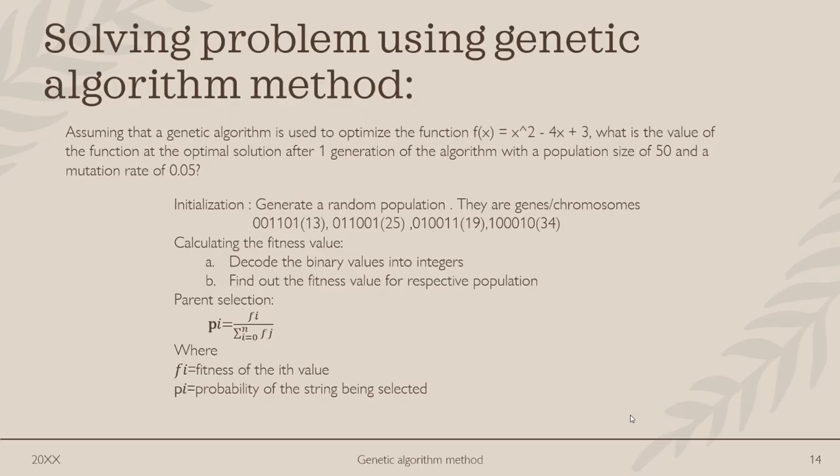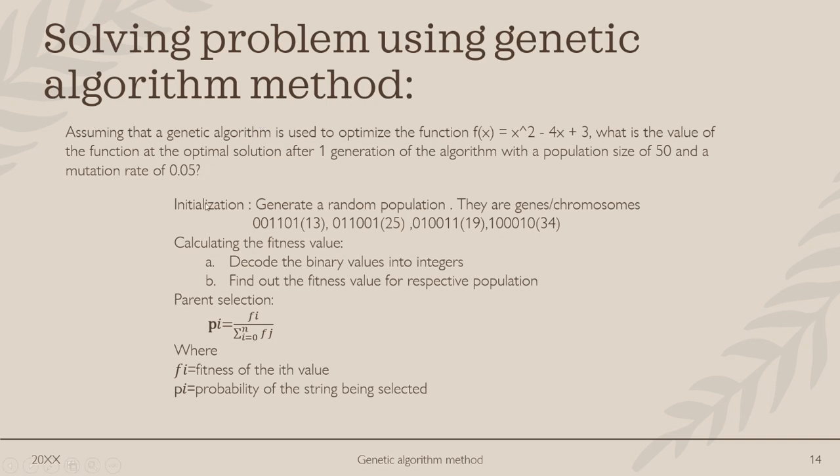So we'll take an example. Assuming that a genetic algorithm is used to optimize the function f of x equal to x square minus 4x plus 3, what is the value of the function at the optimal solution after one generation of the algorithm with a population size of 50 and a mutation rate of 0.05? Note that if the question says optimal solution, we generally find the maximum value.